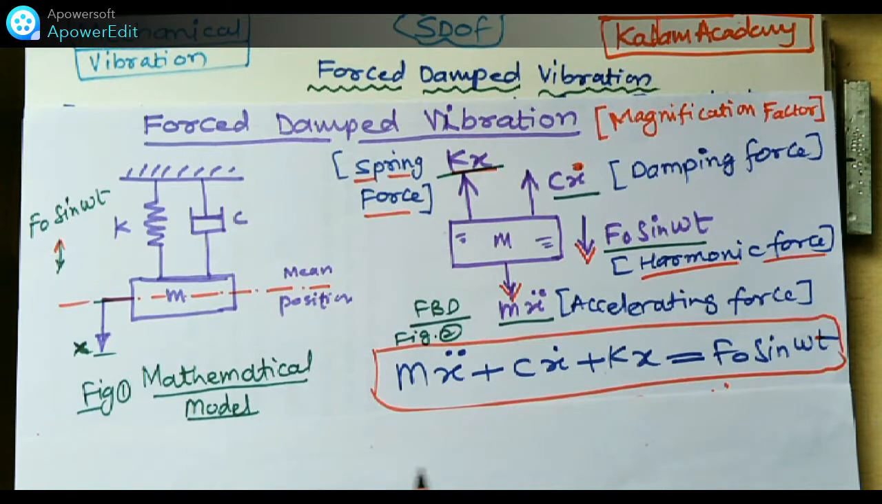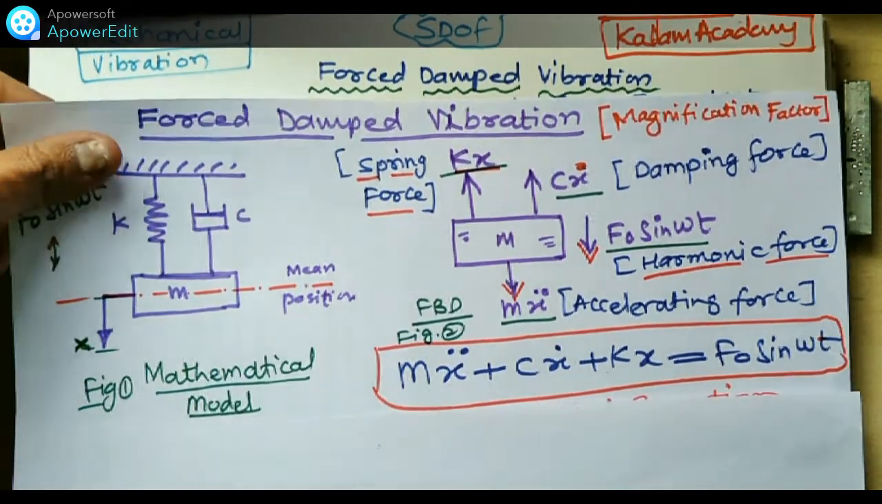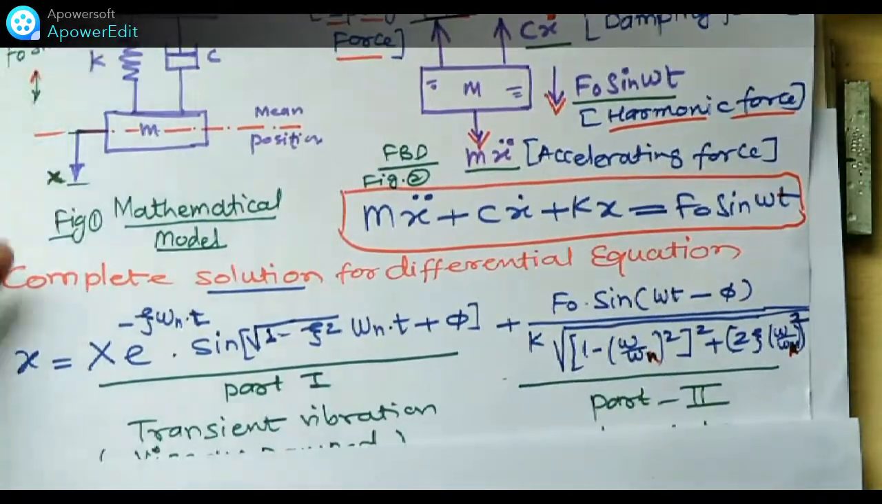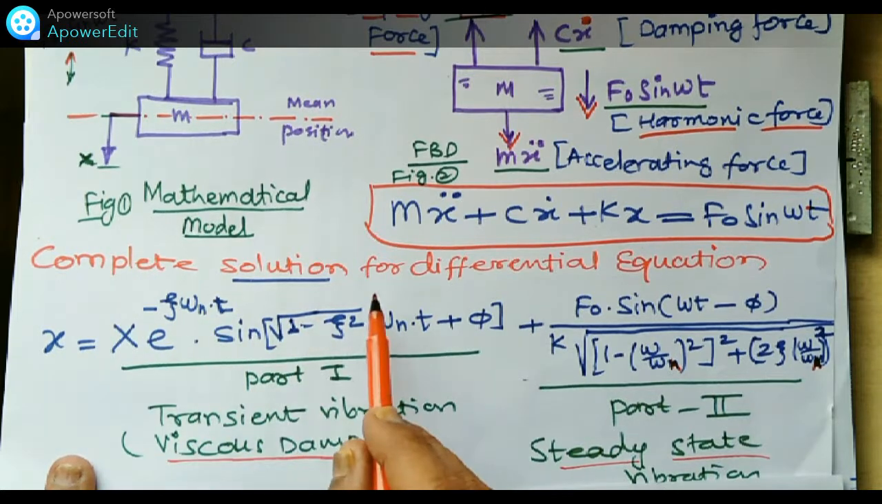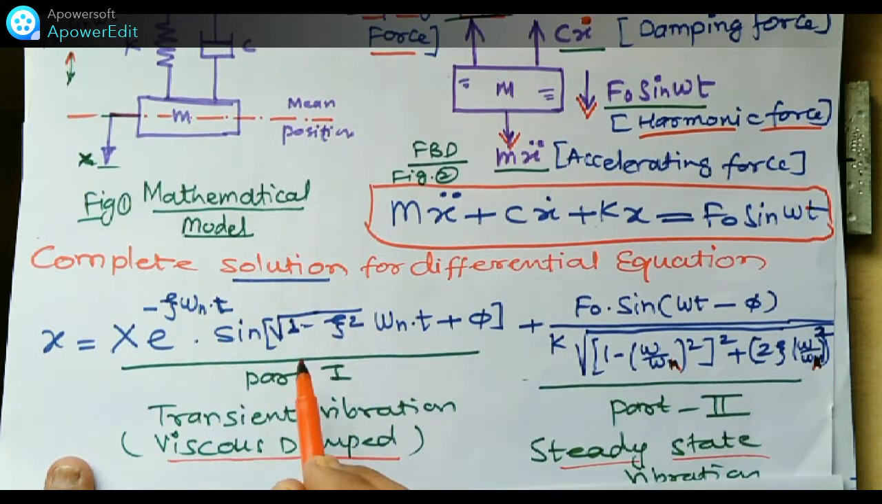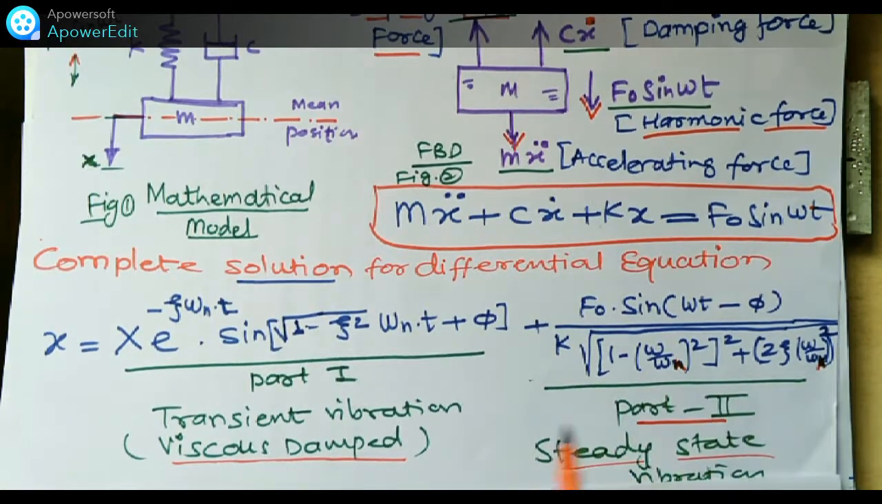Now we have already studied the solution for this type of equation. Here I have written the complete solution. The complete solution has two parts. One part is the complementary function, the complementary solution, and the other is the particular integral. Part 2 is the particular integral, and part 1 is the complementary function.